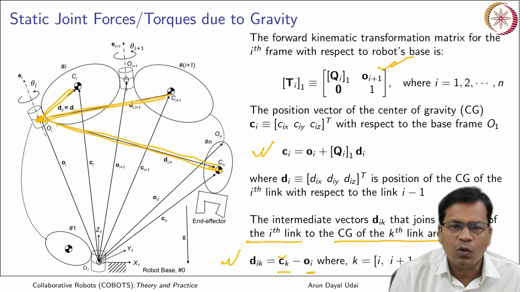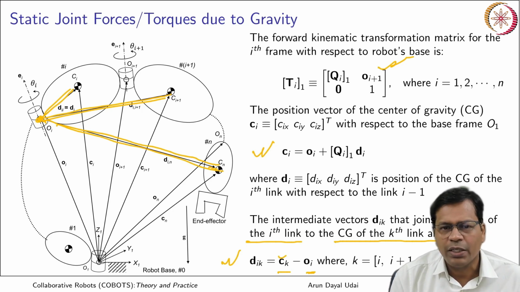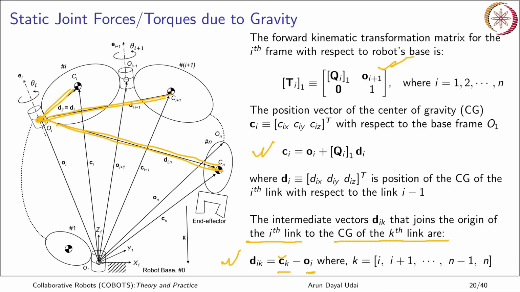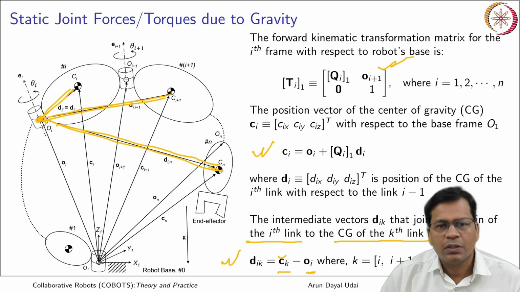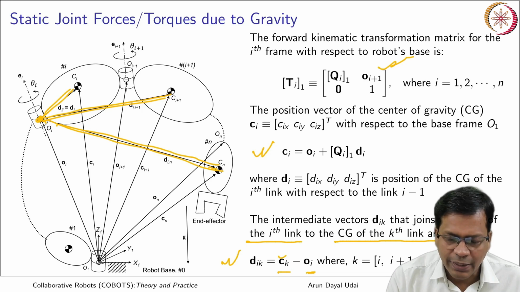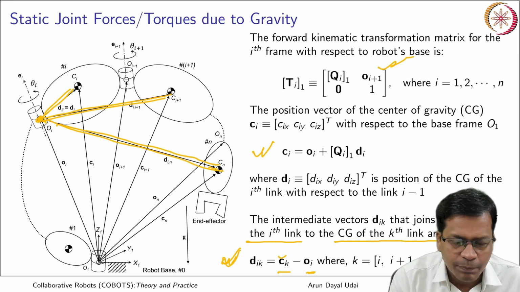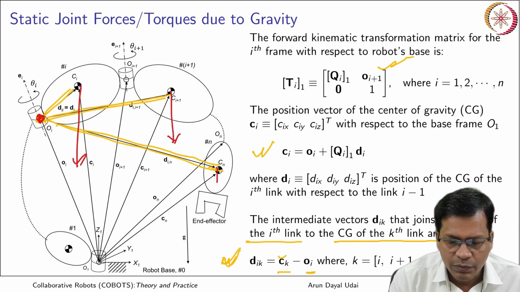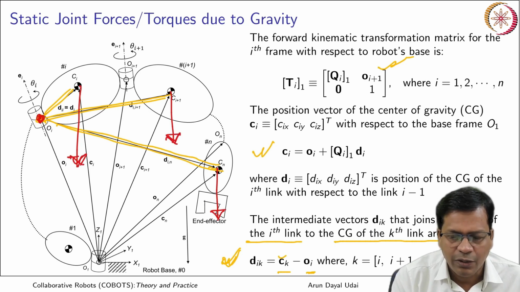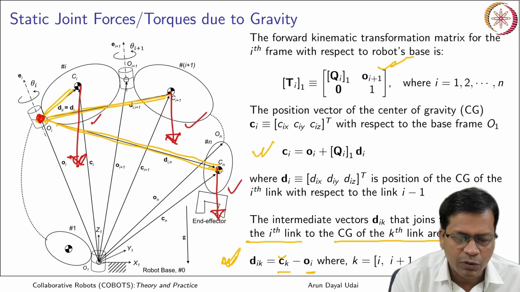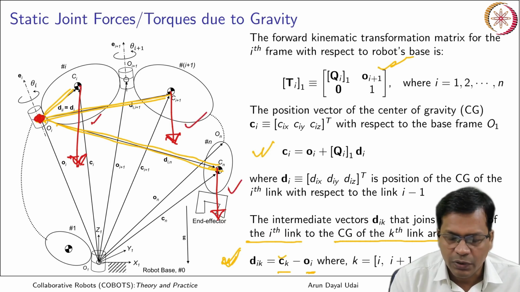So you can go k equal to i plus 1, i plus 2, i plus 3, finally till n minus 1 and n. So d_ik will be very, very helpful in calculating the moment at the ith joint due to the center of gravity forces, which are gravitational forces at all the links. So each of these would cause a moment over the ith joint.